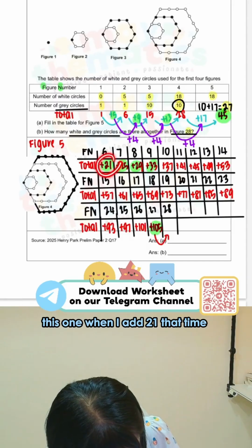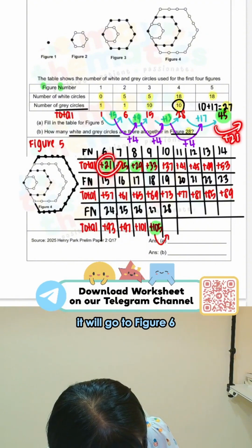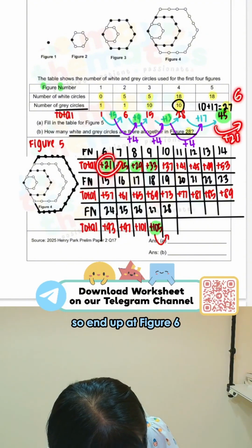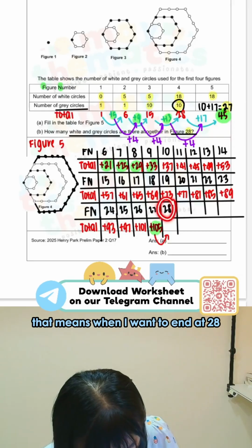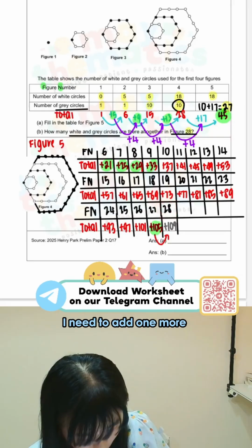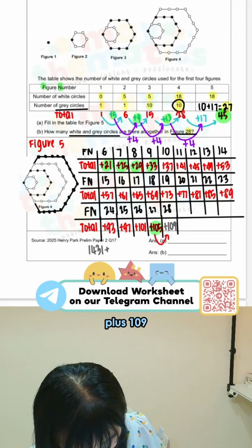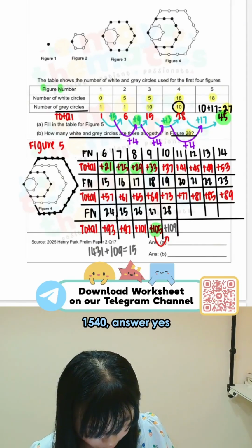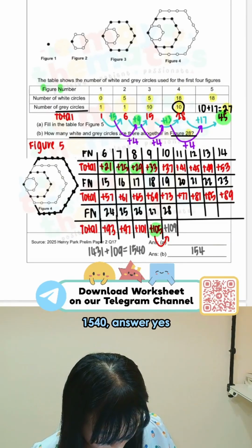This one, when I add 21 that time, it will go to figure 6. So end up at figure 6. That means when I want to end at 28, I need to add one more. So 1431, last one plus a 109. 1540. Answer, yes.